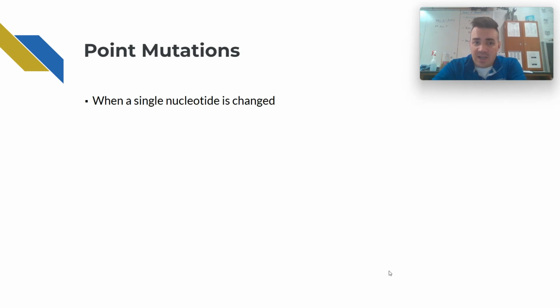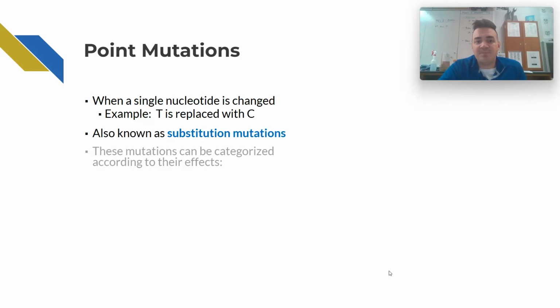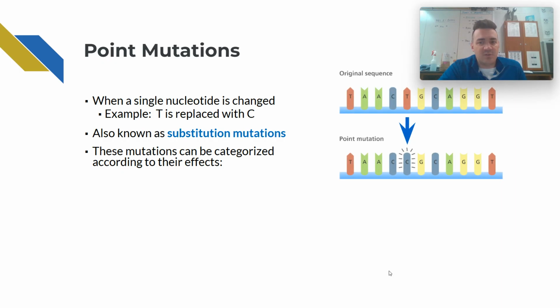All right, we're going to talk about a few different types of mutations. First one is point mutations. A point mutation is when we just change one single nucleotide base in a gene sequence. So for example, if we have thymine in DNA and we replace that with a cytosine, that would be an example of a point mutation, also known as a substitution mutation.